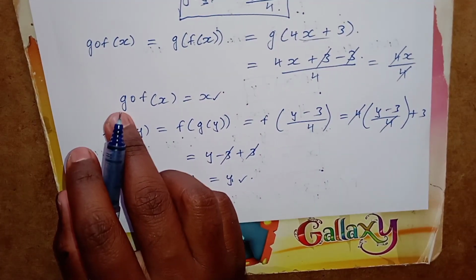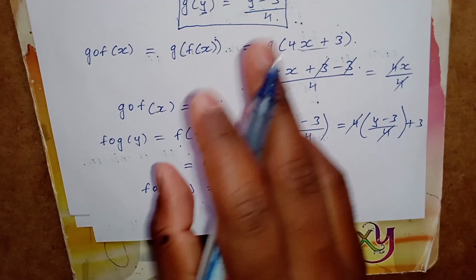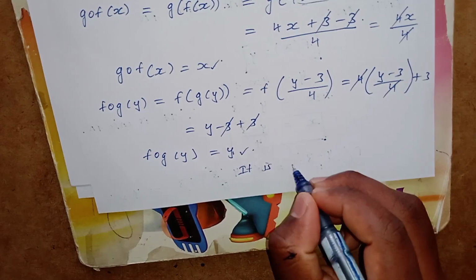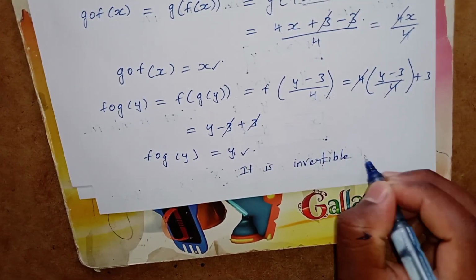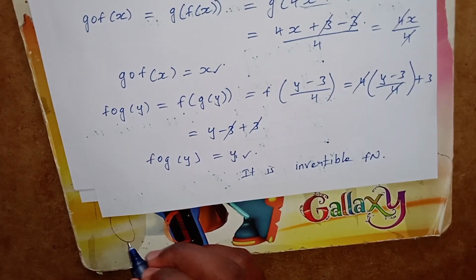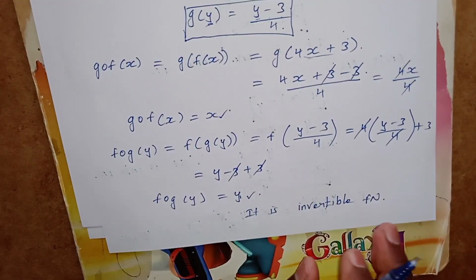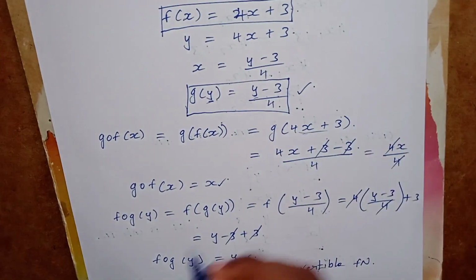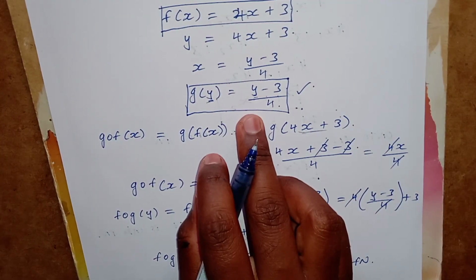Now g o f and f o g are both satisfied. Therefore it is an invertible function. Now for the invertible function, you should find the inverse. Here the inverse is nothing but g of y. This is my inverse.